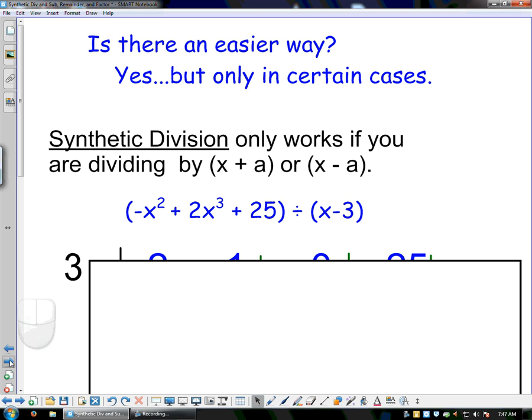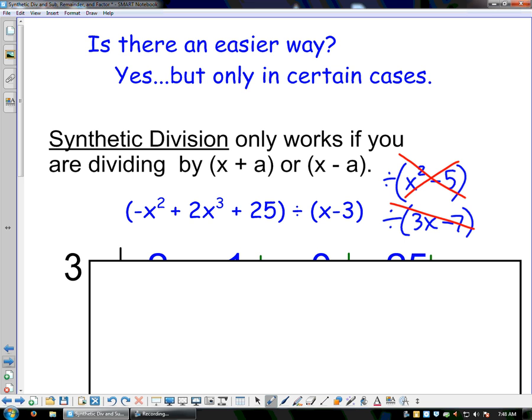You can use synthetic division, but only if you're dividing by x plus a or x minus a. If you were dividing by something like x squared minus 5, then this synthetic division process would not work. What about dividing by 3x plus 7? Still would not work. If you're going to divide by 3x minus 7 or 3x plus 7, that's no good. You cannot use synthetic division on this or this. You would have to use long division for those. So only x plus or minus a number.